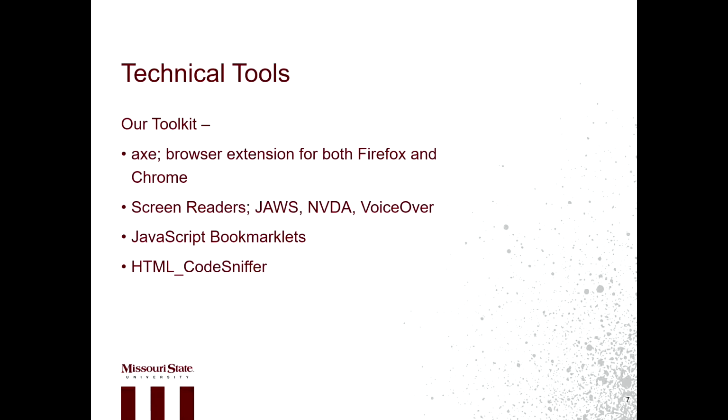Axe has become, in a lot of ways, the gold standard as far as having a tool built into your browser that allows you to do a quick analyze on whether or not you have accessibility issues. We'll come back around to that a little bit, and we'll talk a little bit why we chose Axe over the other alternatives. We have screen readers installed in our area. We have JAWS installed, we have NVDA installed, and we have VoiceOver set up. We have the JavaScript bookmarklets site installed on several computers. It's a quick, easy web address, and you're going to get more information on each one of these as we go. And I have a little tool that I use called HTML code sniffer.